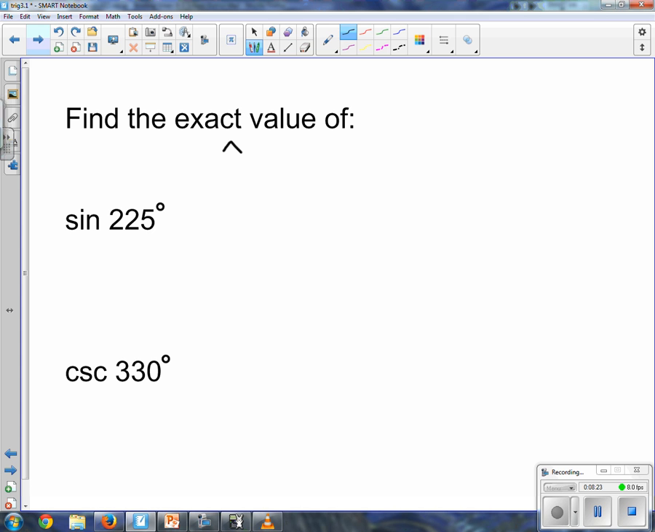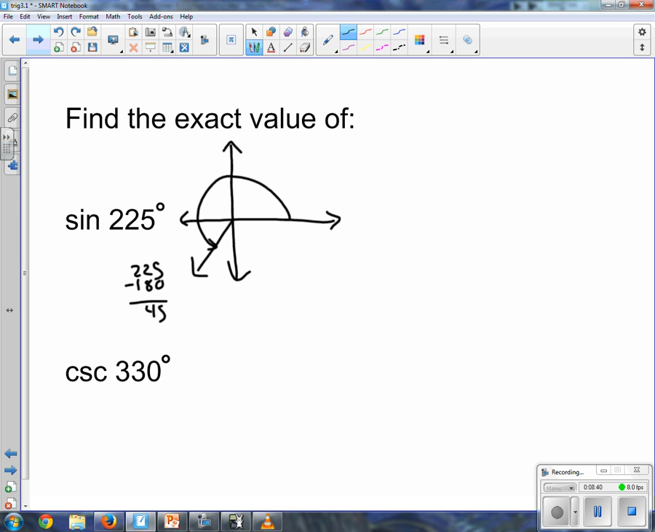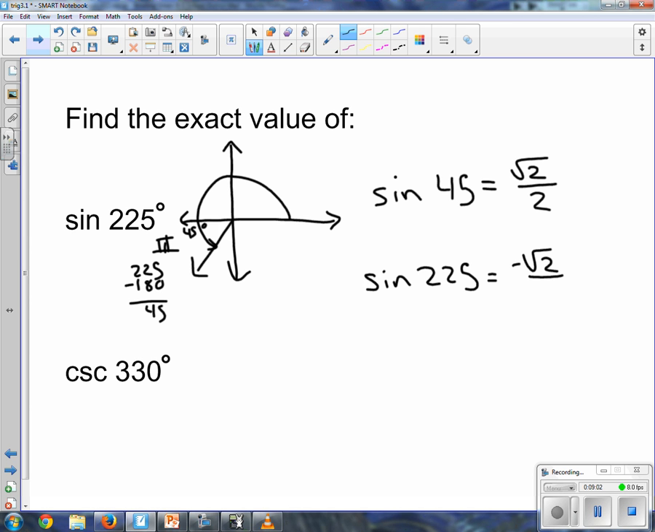So we would sketch our graph. We go 90, 180, 225. And if I do 225 minus 180, I get 45. So that's my reference. So I'm thinking sine of 45, which based off of our triangle is radical 2 over 2. And then think, okay, we're in quadrant 3. And in quadrant 3, sine is negative. So our actual answer, the sine of 225, is again negative radical 2 over 2.